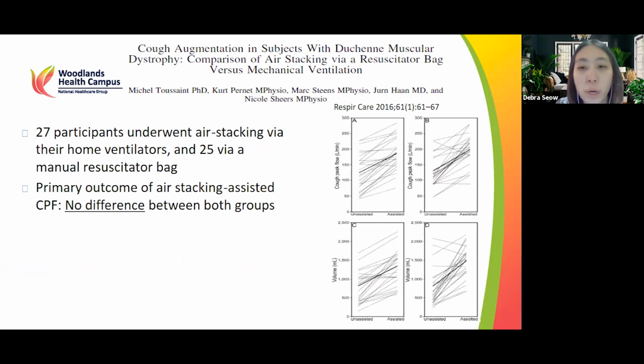Okay, and also you can see here for the cough peak flow, this just shows individual improvements in the cough peak flow and the volume with the air stacking assisted cough. So A and B: A would be the assisted cough peak flow with the resuscitator bag, B would be the assisted CPF with the ventilator. C is the assisted volume with the resuscitator bag, and D is the assisted volume with the ventilator.